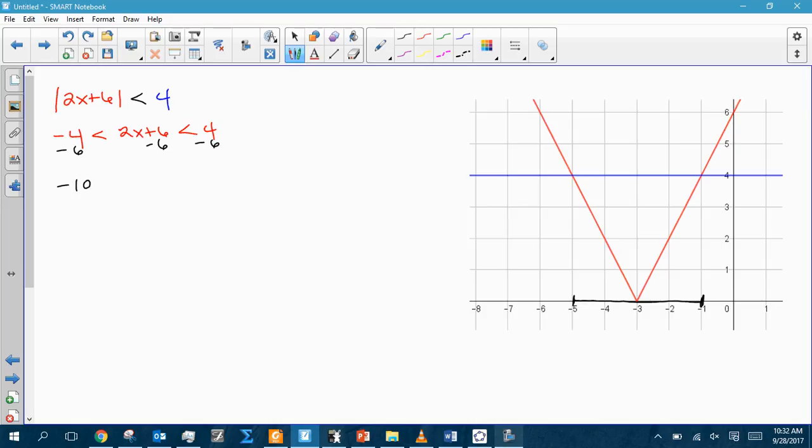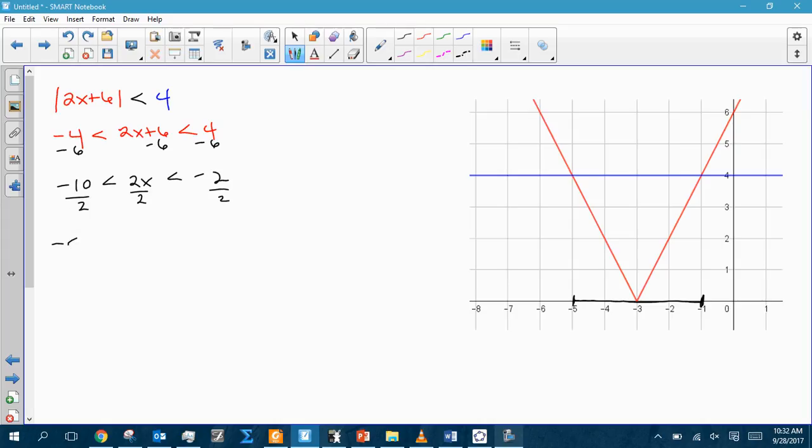We get -10 less than 2x is less than -2. And then again, for the same reason, if we just had one part, we'd divide by 2, so we'll just take care of all at once. Divide everything by 2.